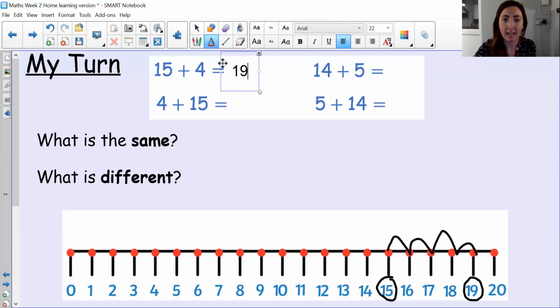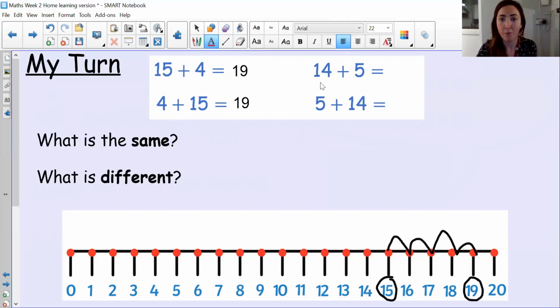Now let's look at the next number sentence. 4 add 15. That's the same 2 parts that we've just added together. And what do we know about adding? It doesn't matter which order we do it in, it will still equal the same total. So if 15 add 4 equals 19, then 4 add 15 must also equal 19.